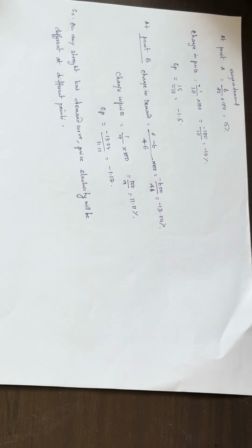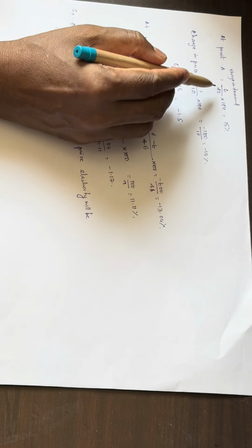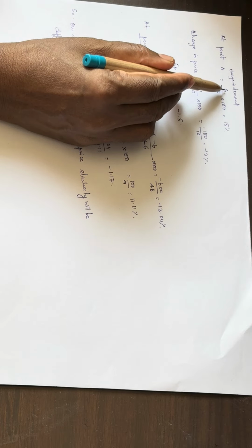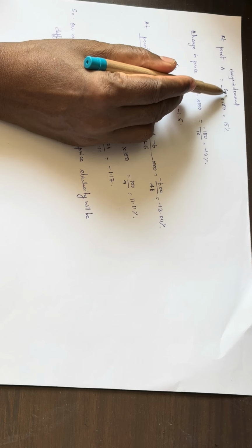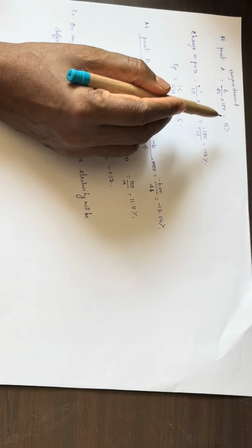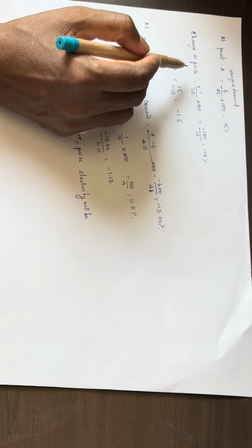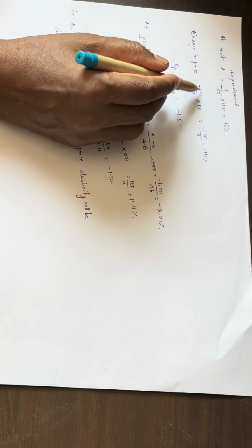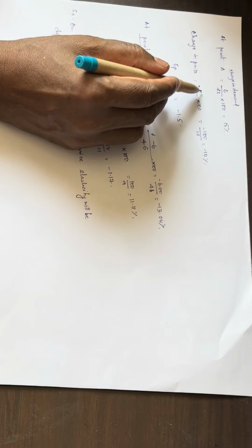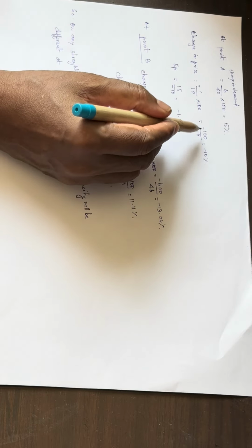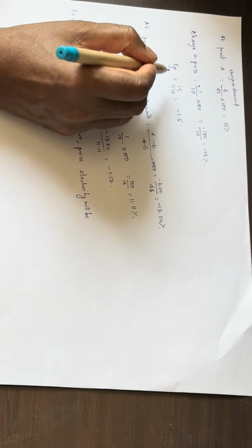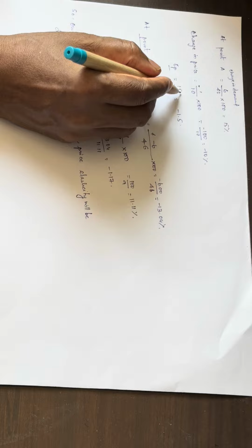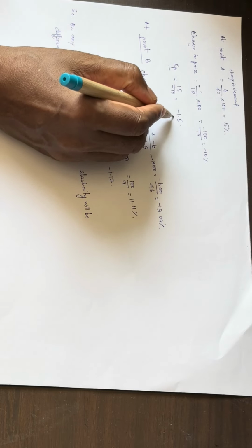So at point A, from that diagram we can see the change in demand is equal to 46 minus 40, that is 6. 6 by 40 into 100, that is 15%. The corresponding change in price is 9 minus 10, that is minus 1, so minus 1 by 10 into 100, that is minus 10%. Then the price elasticity is equal to 15 divided by minus 10, that is minus 1.5.